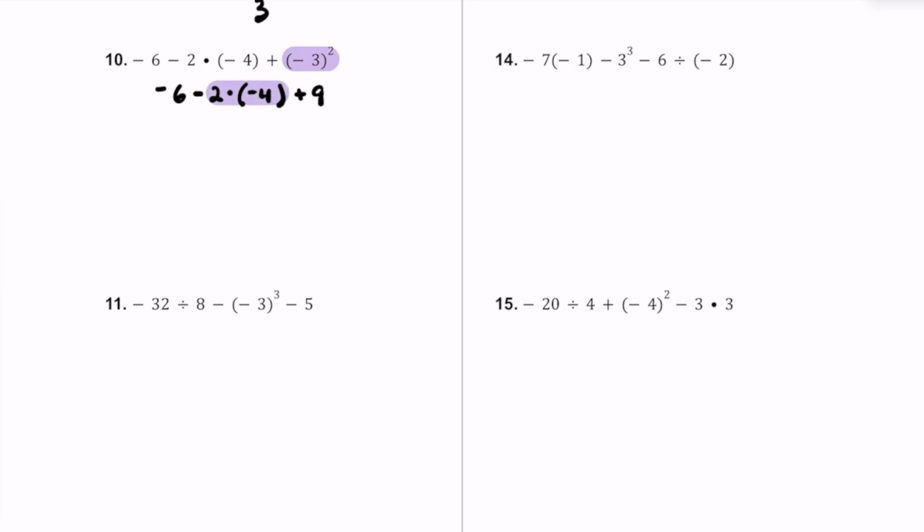Okay, now it looks like we have 3 operations here. Multiplication is going to be the most important out of these 3. So we have 2 times negative 4, which is negative 8. So we have negative 6 take away a negative 8, and then plus 9. All right, we have subtraction and addition. They're equally important, so let's do the subtraction first. Negative 6 take away a negative 8 is just negative 6 plus 8, which is 2. So when we have this 2 plus 9, we can go ahead and just add 2 plus 9 and get a final value for this expression of 11.